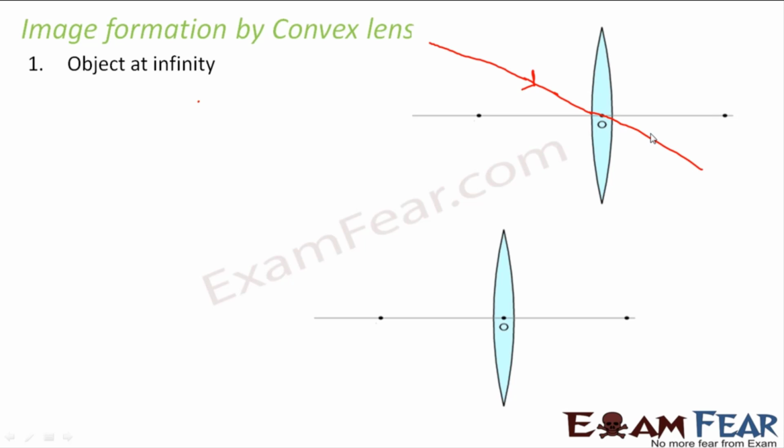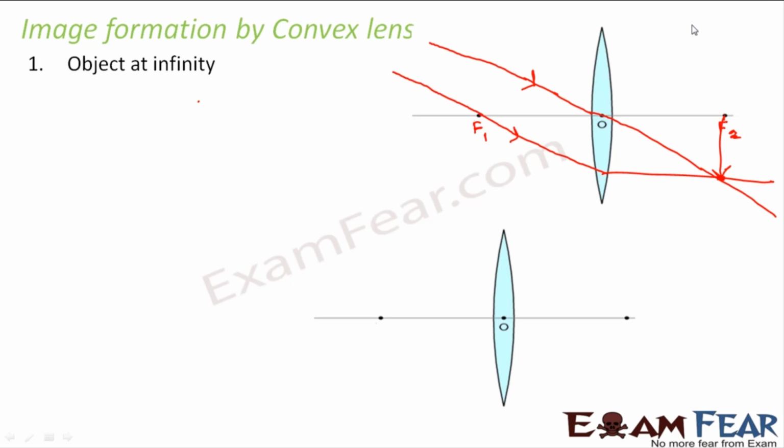What happens after refraction? It goes undeviated. There is no deviation. Let us suppose there is another ray of light which passes through the focus. Let us suppose this is F1, the first principal focus, and this is the second principal focus. After refraction, this ray goes parallel to the principal axis. These two meet at this point, and as a result, an image is formed here.